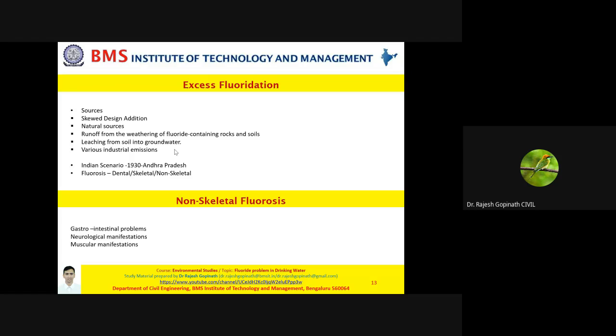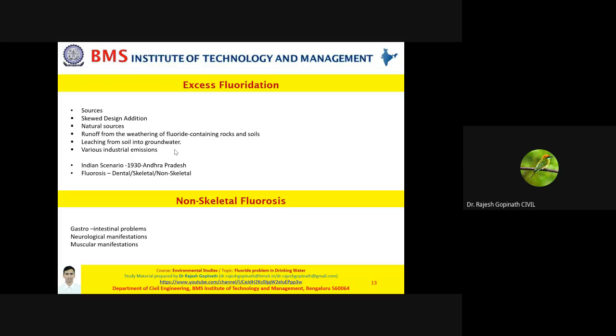So friends, there are both natural sources and artificial sources of how fluoride can get enriched in the natural environment. In fact, in India, the fluoride level being very high was first observed in Andhra Pradesh in the 1930s. And I'm talking about the context of dental fluorosis, skeletal fluorosis, and non-skeletal fluorosis. Friends, when I say non-skeletal fluorosis, I'm talking about muscular weakness, muscular stiffness, loss of muscle power, nervousness, depression, consistent abdominal pain, blood in the stool, and so forth.